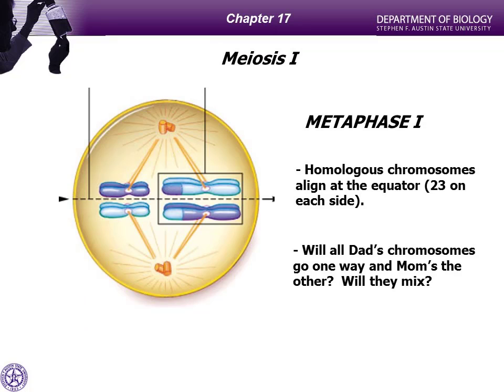So here we have our sister chromatids. These are our homologous sets. Maybe I'll just call them homologous sets. Maybe that's a little bit less confusing. Notice here we have a homologous set and we've had crossing over occur. So we've mixed up the genetic material, but they're all along the midline. So what do we call it? Metaphase. Metaphase 1, homologous chromosomes align at the equator. 23 on each side. They're not lined up single file now. They're lined up in pairs.